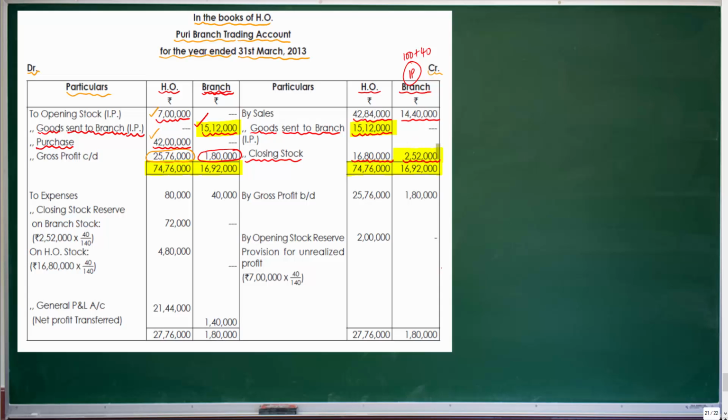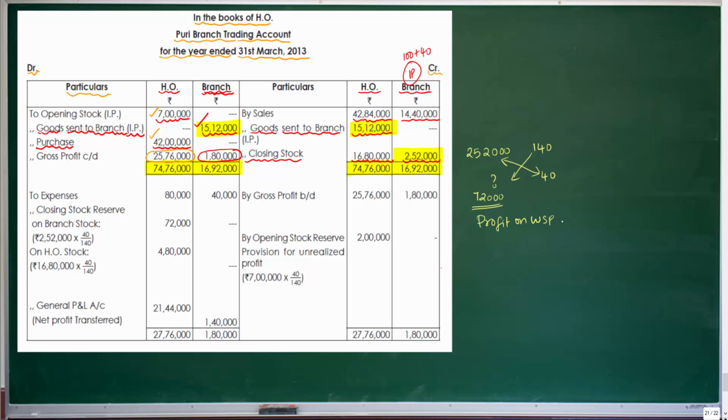Okay, this 2,52,000 has a profit element loaded on it. We know this 2,52,000 is equivalent to 140. We should know what that 40 is, so we have to do cross multiplication: 2,52,000 multiplied by 40 divided by 140, and that would give us 72,000. This 72,000 is nothing but profit loaded on wholesale price.